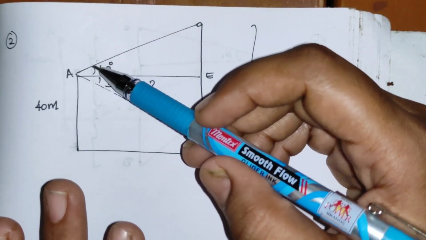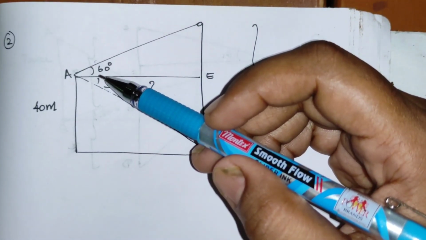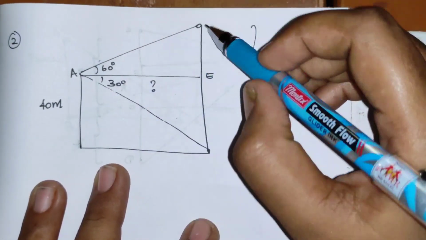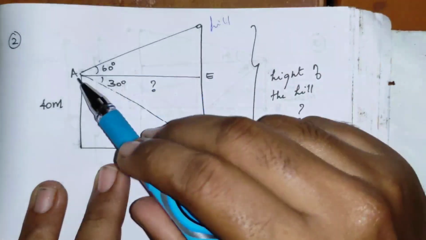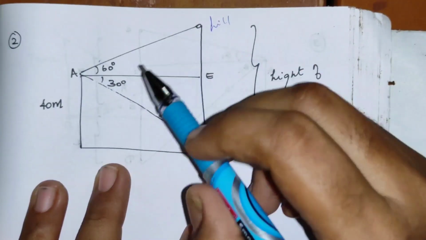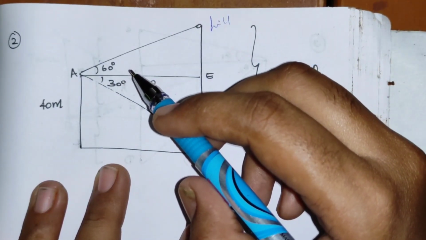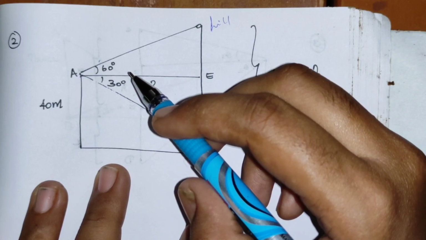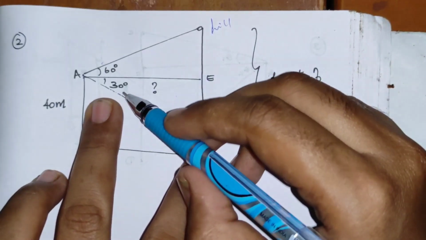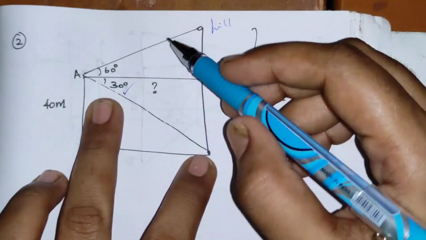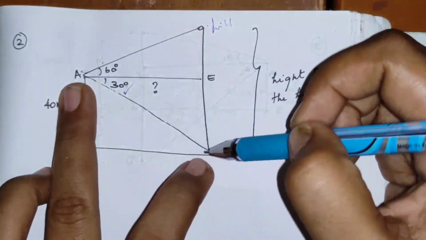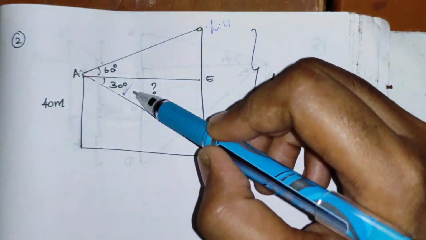From there he observes the angle of elevation of the top of the hill as 60 degree. So consider this is the hill, the full hill. The man looks at the top of this hill at 60 degree elevation, and the angle of depression of the base of the hill is 30 degree. So from here, looking at the top is 60 degree elevation, and looking at the base of the hill is 30 degree depression.